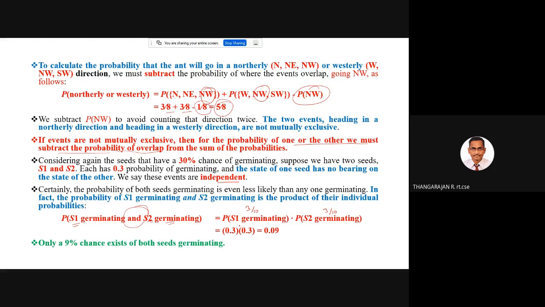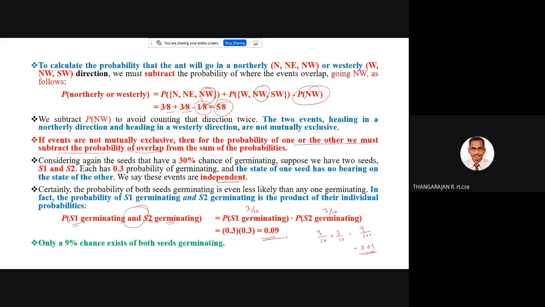But you know that whether seed 1 germinates or not does not affect S2. Similarly, whether seed S2 germinates or not does not affect S1. So these two are different. Then what is the probability that both the seeds germinate? You just have to multiply the probabilities, so it becomes 3 by 10 times 3 by 10, which is equal to 9 by 100, which is 0.09.